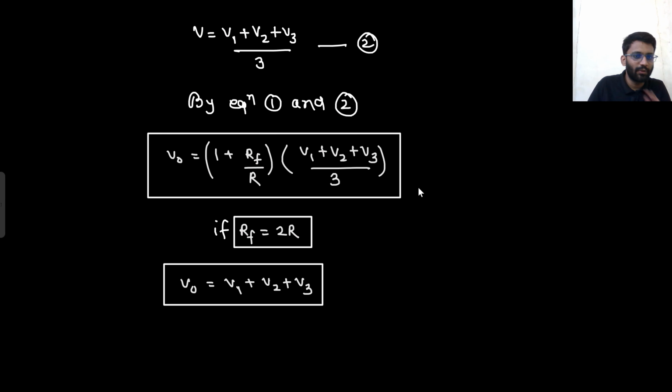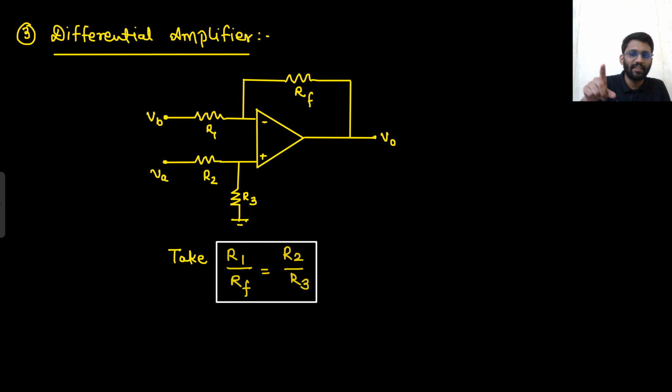Then this is what we were getting: 1 plus Rf by R, into V1 plus V2 plus V3 by 3. You don't need to mug this up, because this configuration will not be used again and again as it is. There will be some modification as well. But in case of differential amplifiers, this kind of configuration will be used as it is, many times. So it will be better if you remember the final expression.